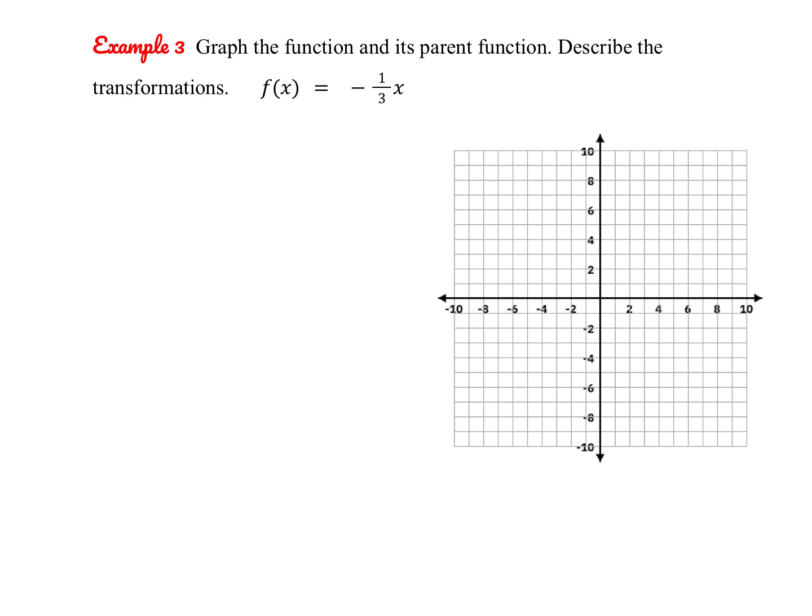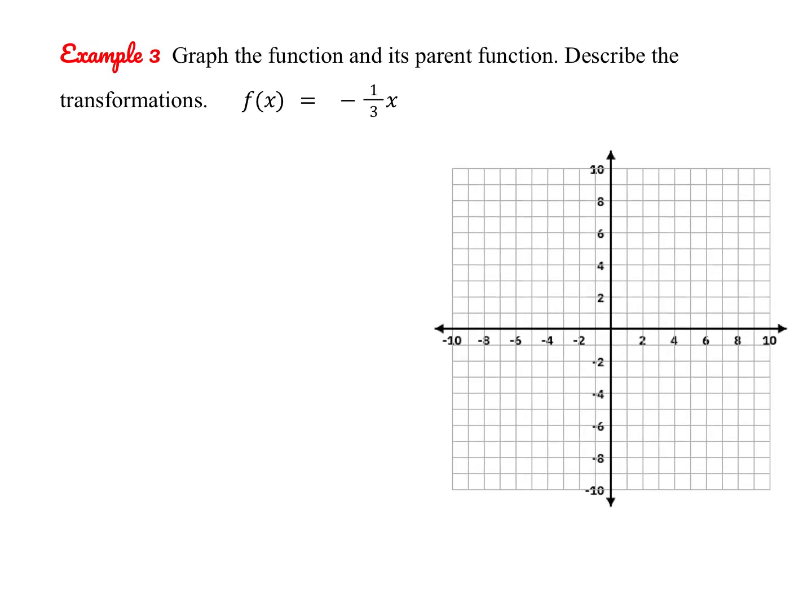All right, let's try another one of these together. Here I can see that we just have a nice linear function, so our parent function is just x. Again, that is a function whose y-intercept is the origin and who has a slope of positive 1. So this is p of x.